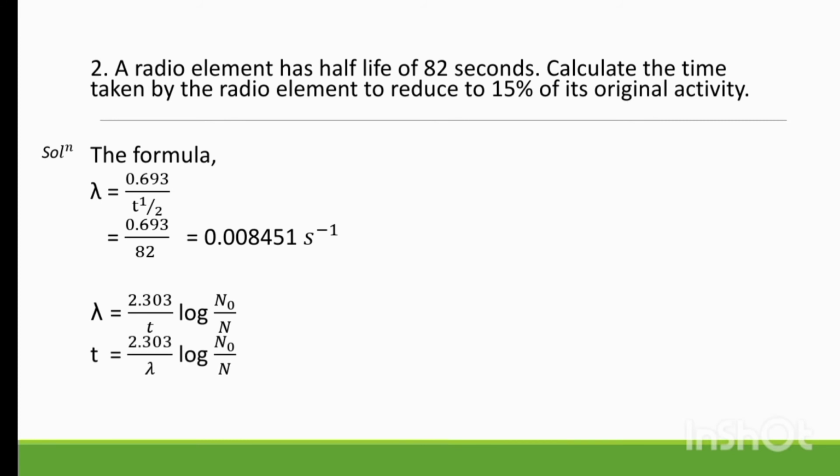To calculate the time taken, we consider the rate law equation where N0 is the initial concentration which we will take as 100% and N is the remaining concentration, that is 15% as said in the problem. After rearranging the equation and substituting the values in the equation, we get the value of t as 224.5 seconds.